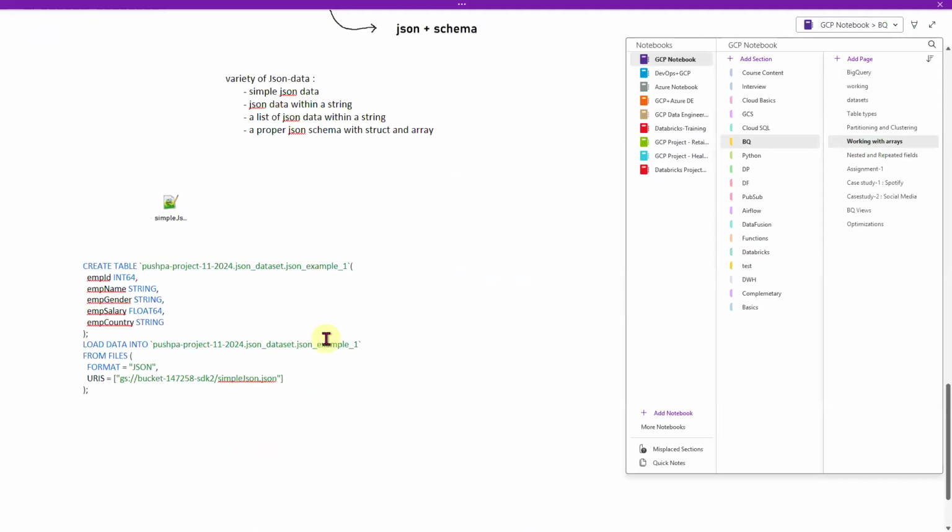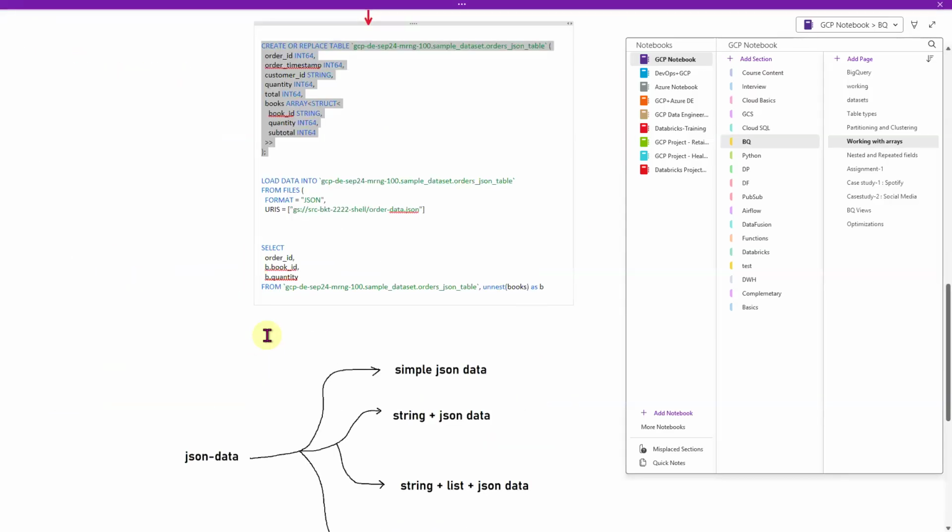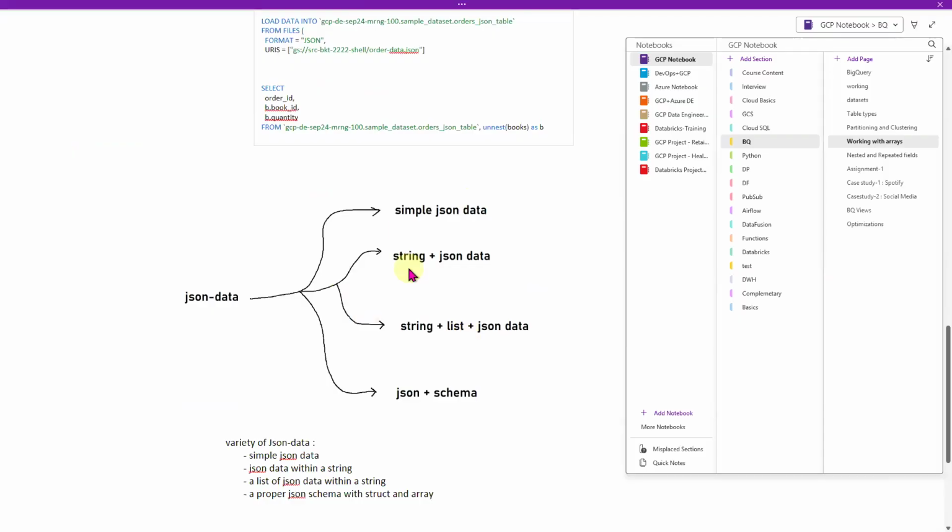Then a very important and complex topic, that is working with arrays. You will be working with structure type and array kind of type, right? So we have 4 different scenarios here. Example 1, example 2, example 3. How do we deal with the different types of arrays here? So 4 different examples we are going to see.